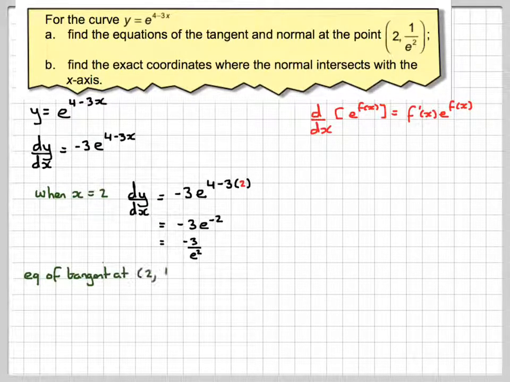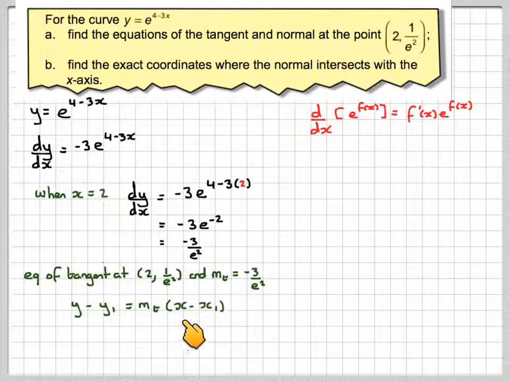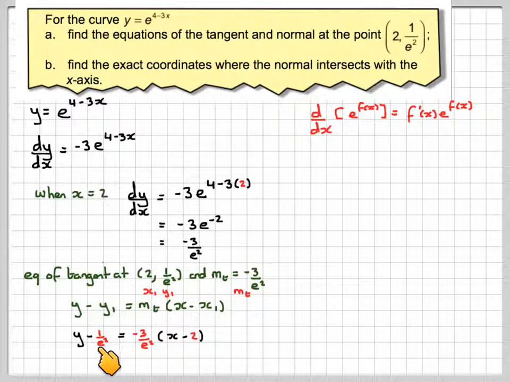So the equation of the tangent at (2, 1 over e squared), where the gradient is minus 3 over e squared, using y minus y1 is equal to mt times (x minus x1). So this is x1, this is y1, and this is mt. So we're going to have y minus 1 over e squared, because the y coordinate is 1 over e squared, is equal to the gradient, minus 3 over e squared, times (x minus 2).